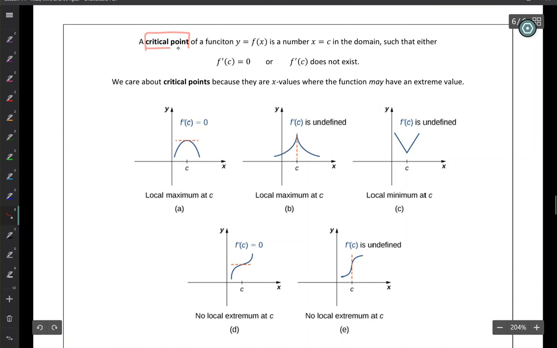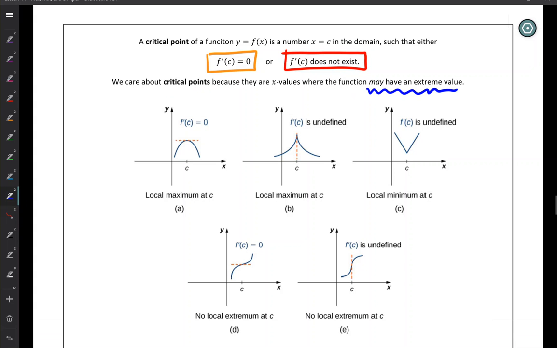So here's our definition. A critical point of a function is a number in the domain. It's an x value. In the domain, such that either the derivative is 0 there or the derivative is undefined there. And again, we care about these critical points because they're places where we could have an extreme function value, an extreme value, but not necessarily.